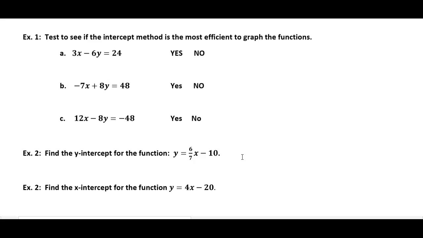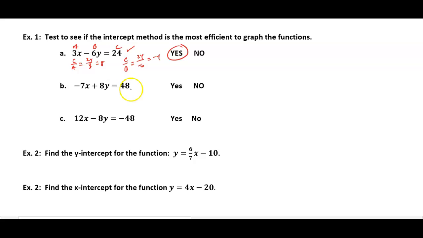So let's look here. Test to see if the intercepts are the most efficient method to graph the function. Well, is a in standard form? Check. If I take c divided by a, meaning this is a, this is b, this is c, is 24 divided by 3 going to come out nice? Yes. Now I check c divided by b. Is 24 divided by -6 nice? Yes. Therefore, it would be a good method.